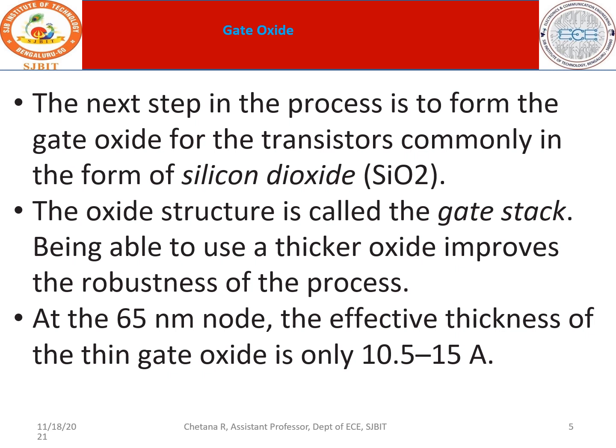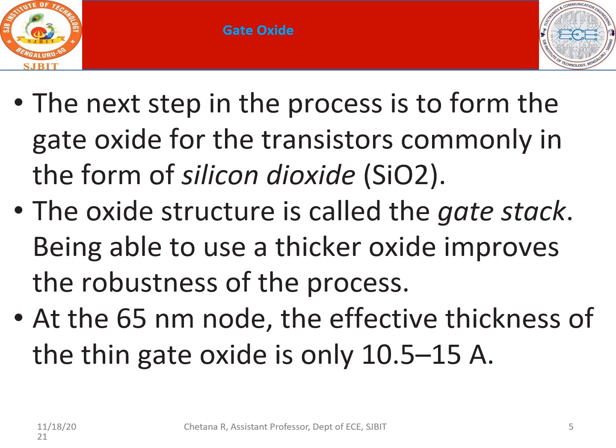Next we have the gate oxide. The oxide which is below the gate is called the gate oxide. The next step in the process is to form a gate oxide, which is normally silicon dioxide. This is also called the gate stack, and being able to use a thicker oxide improves the robustness of the process. So rather than using the thin oxide, according to the author, he says that thick oxide can be used.